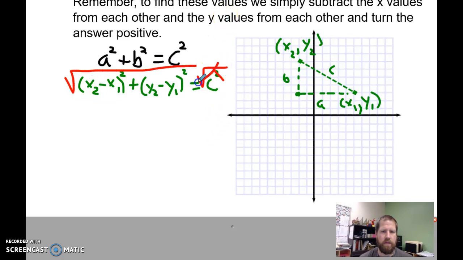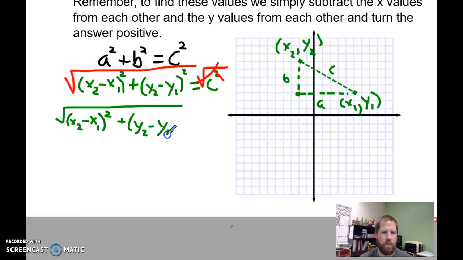All right. The square root and the squared are going to eliminate each other. So we're going to be left with the square root of (x2 minus x1) squared plus (y2 minus y1) squared, and that's going to equal our c or our distance. Sometimes you'll see a d for distance instead of c. All right, and this is the distance formula.